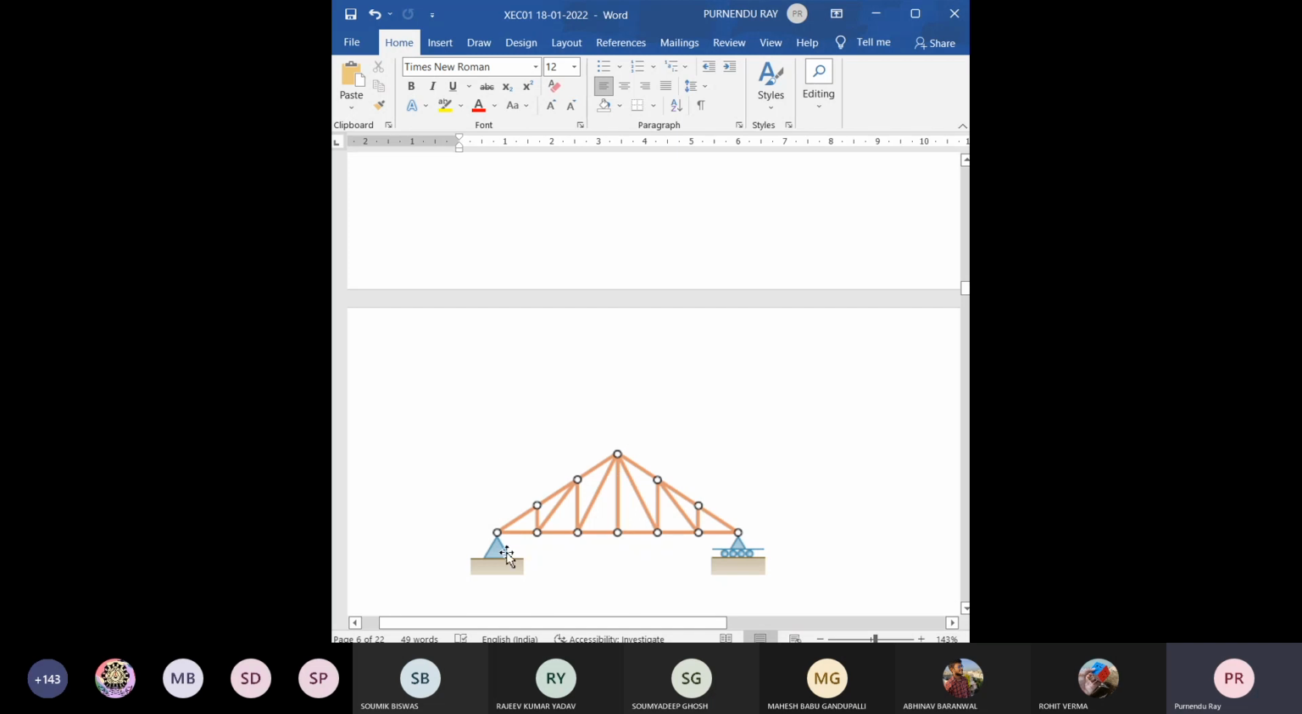Supports, overall external supports: one is a hinge support, the other is a roller support, so that if there is some allowance, it will roll along this horizontal plane. Only reaction will be vertical upward. Only reaction, not necessarily vertical upward, it depends on the applied load. For a vertical upward or downward load, there will be only a vertical upward or downward reaction here. But if there is any inclined load or horizontal load, definitely it will provide some horizontal component of reaction.